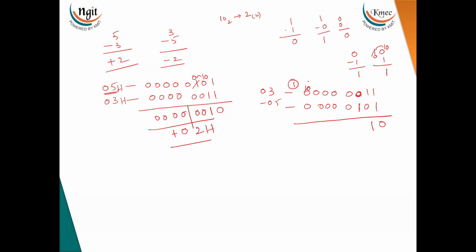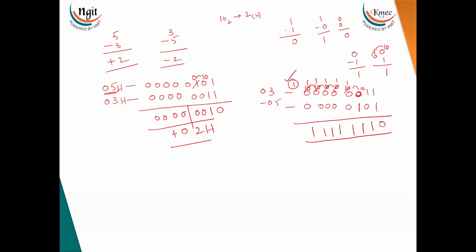So the borrow propagates through the bits, each becoming 1 and giving a borrow to the next. From 10, subtracting 1 gives 1. Then 1 minus 0 is 1, and the remaining bits are all 1s. If you see the answer here, it is in the form of 2's complement. To get the actual answer, we need to take the 2's complement.